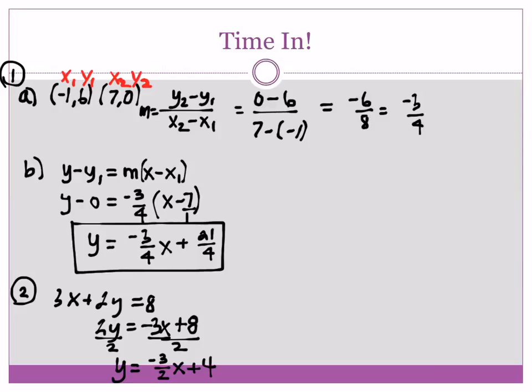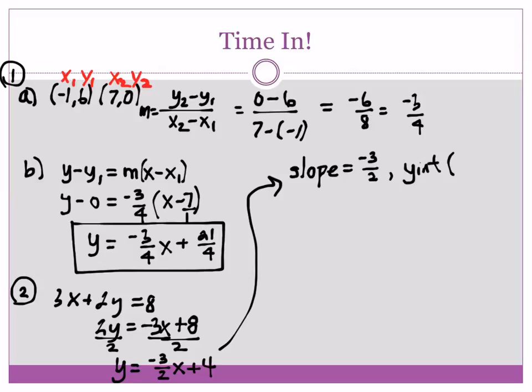The next thing we were supposed to do was to identify the slope and the y-intercept. So what is the slope of this? Negative 3 over 2. Right. And the y-intercept? Well, we're going to write it as an ordered pair. 0, 4. The y-intercept is 0, 4.